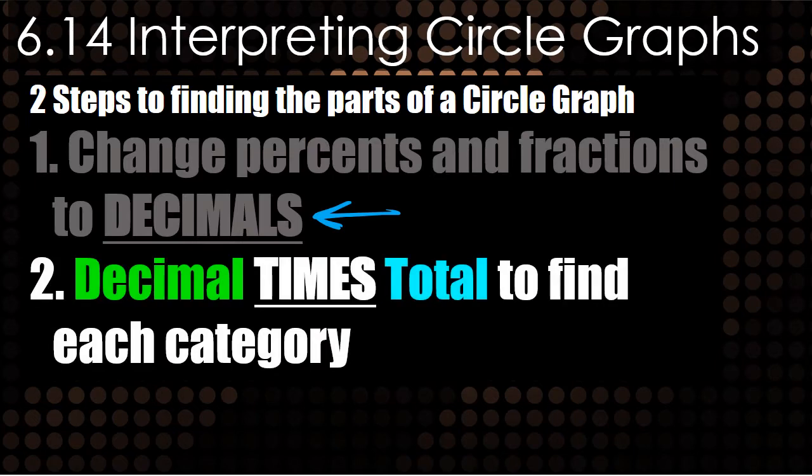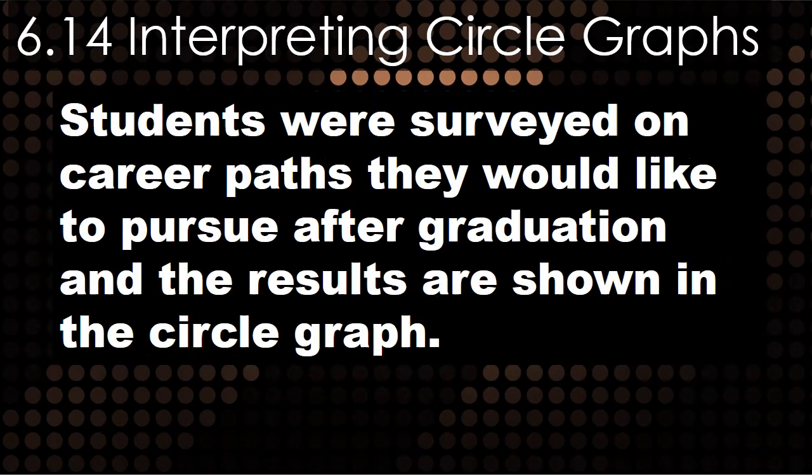Step number two is you're going to take that decimal that you found from step number one, and multiply it by the total number of people in the survey to find out how many people, or how many things, or whatever you surveyed, are in each part. So let's see how this is going to look here.